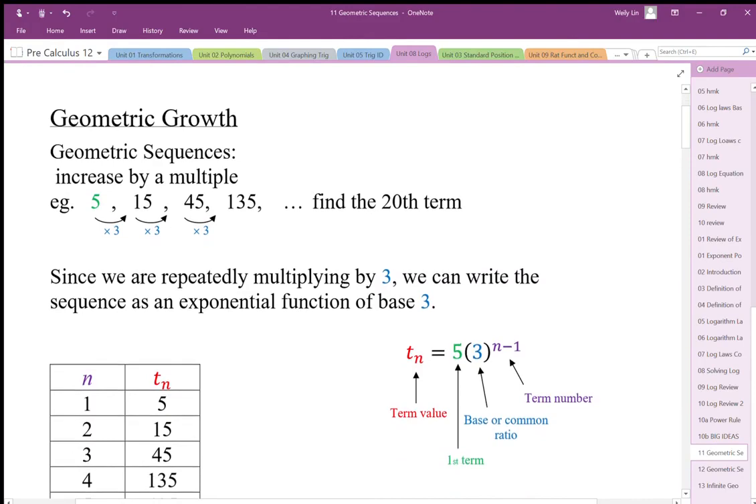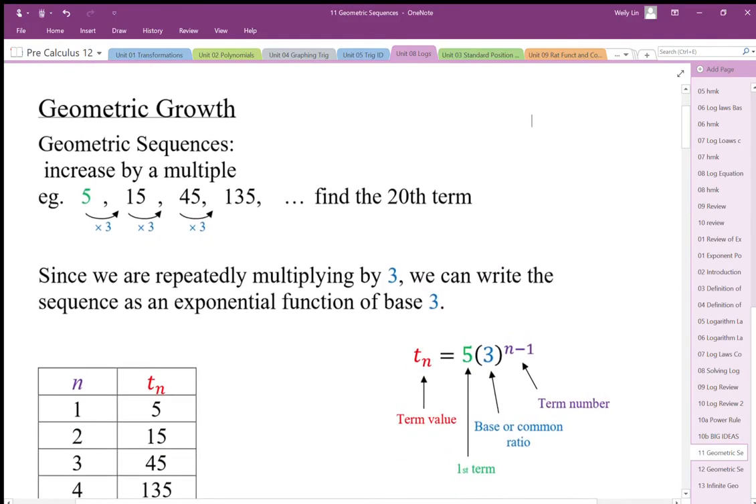These ones are geometric. So we're going to increase the sequence by multiplication. So here we're going to go times 3, times 3, times 3, etc. Okay, and we keep on going until we get to the term that we want. So for example here, if I were to find the 20th term, here's my first term. I need to times 3 once to get to the second term, twice to get to the third, 3 times to get to the fourth, 4 times to get to the fifth.